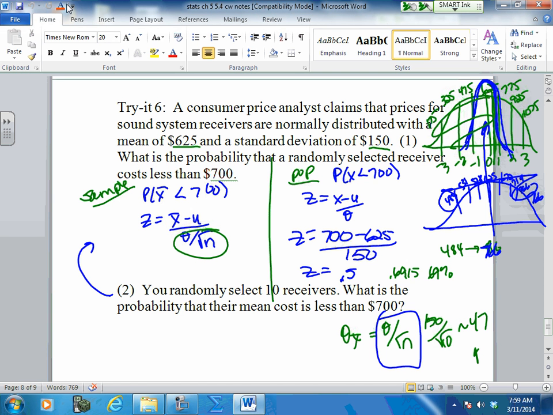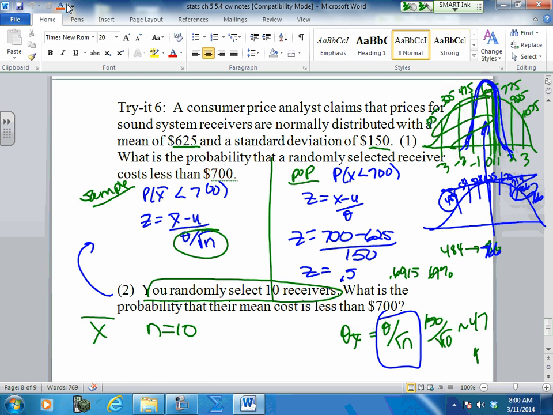Now, we come to your samples. We say, let's randomly select 10 receivers, then take the mean of these 10 receivers. Maybe this one costs $9.75, this one costs $2.75, this one costs $3.75. I'm going to take all 10 and take the mean of it, the arithmetic mean. Then I'm going to compare that to this. But when I do that, central limit theorem says take your standard deviation and divide it by the square root of how much is in your sample. You want to kind of pull this in a little tighter, so it gives us a little bit more reasonableness in here.